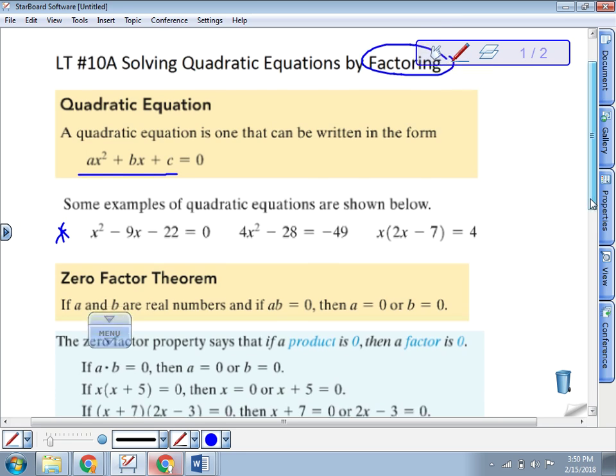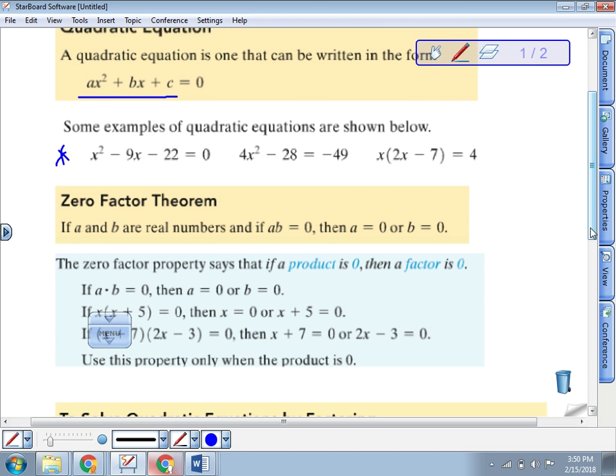Now, this next idea is really important. The zero factor theorem. If you have two numbers, a and b, and they multiply to equal 0, the only way two numbers multiply to equal 0 is if one of them is 0. Either a has to equal 0 or b has to equal 0. There's no way to multiply two numbers to get 0 unless one of them is 0. If I'm going to multiply 3 by some number, the only number I can multiply by to get 0 is 0. One of them has to be 0.